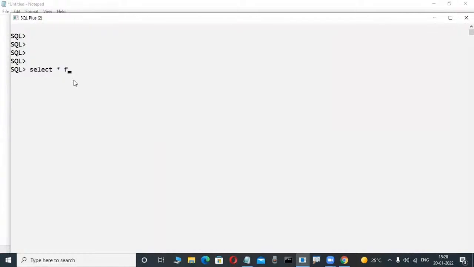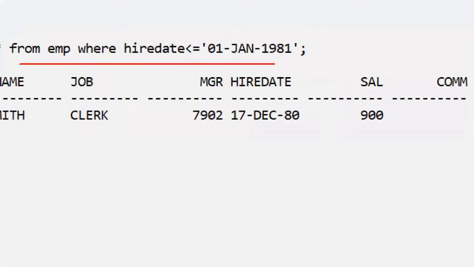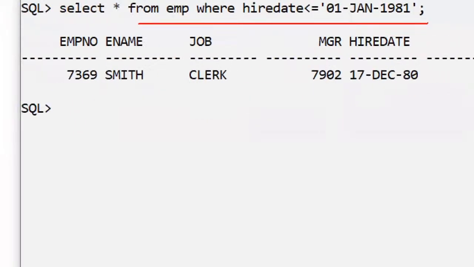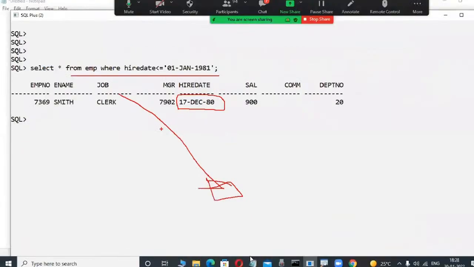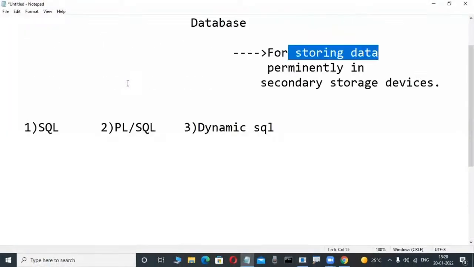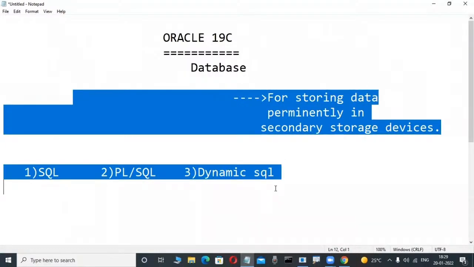Observe here: select star from table name where hire date is less than or equal to, say, 1st January 1981. Just by writing the query, the data is automatically displayed. With a single line of code, the employees who joined before 1981 are automatically retrieved from the database. That's why this efficient way of retrieving data is most powerful, and it is possible only through these databases and languages.